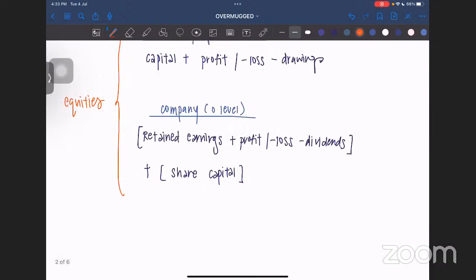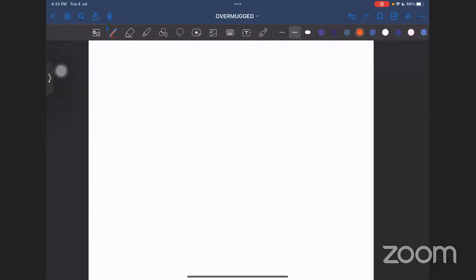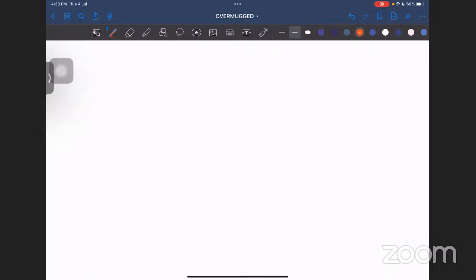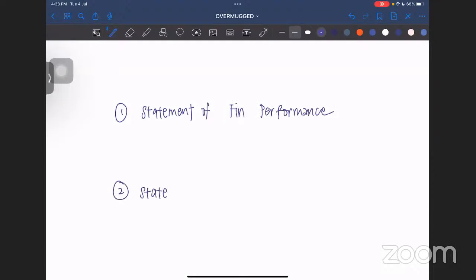Okay, so aside from this, let's run through a little bit on the FS structure that we learned in this syllabus. So financial statement structure. What are the two financial statements we learned? There's two that we learned, right? The first one, we learn statement of financial performance, and then the second one is statement of financial position. Yes. Let's break it down a little bit.